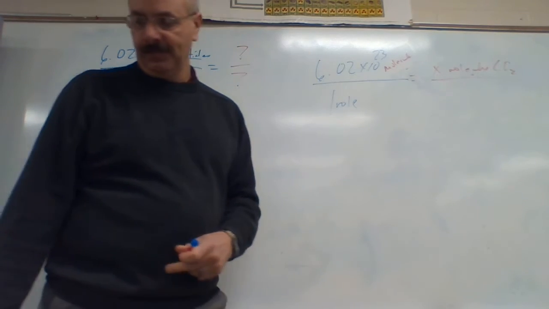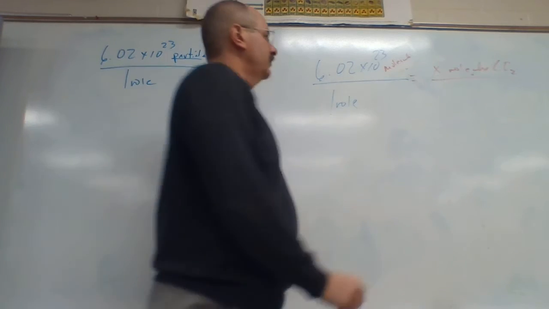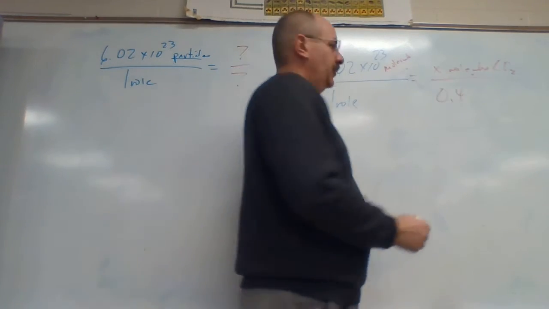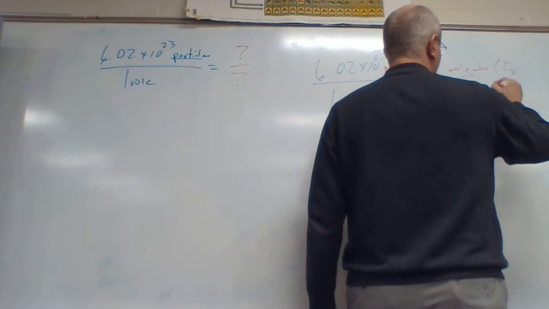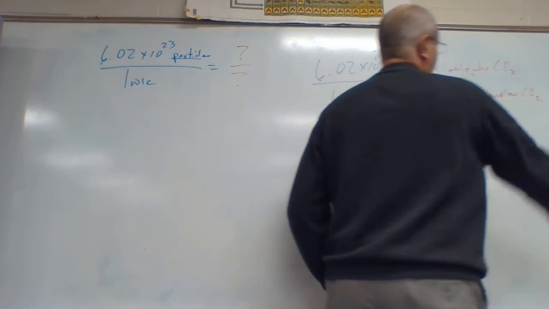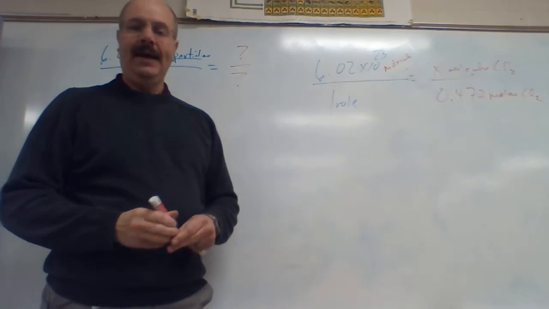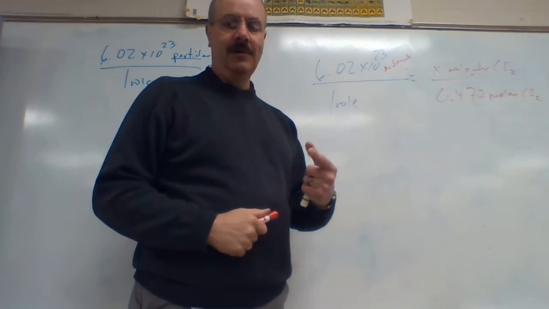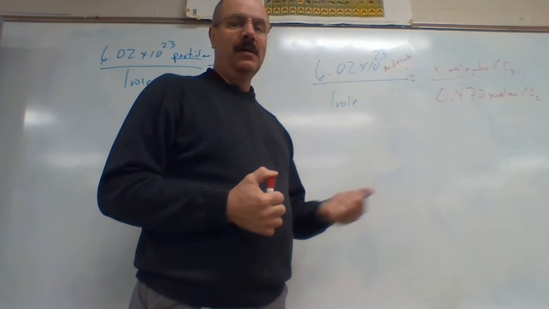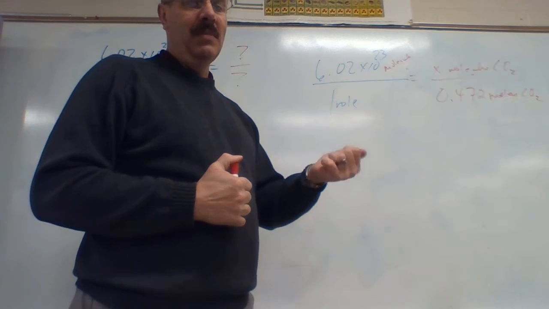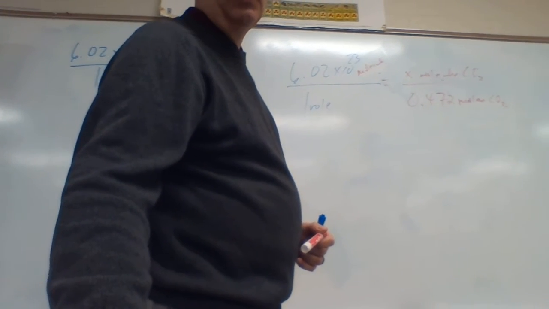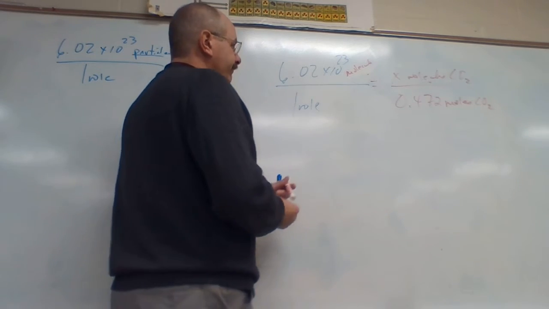If we have 0.472 moles of carbon dioxide. So again, that bottom part's saying I don't have a full mole, I have about half of a mole, like half a dozen eggs, half a mole of molecules of carbon dioxide. So from here, we're going to cross multiply.